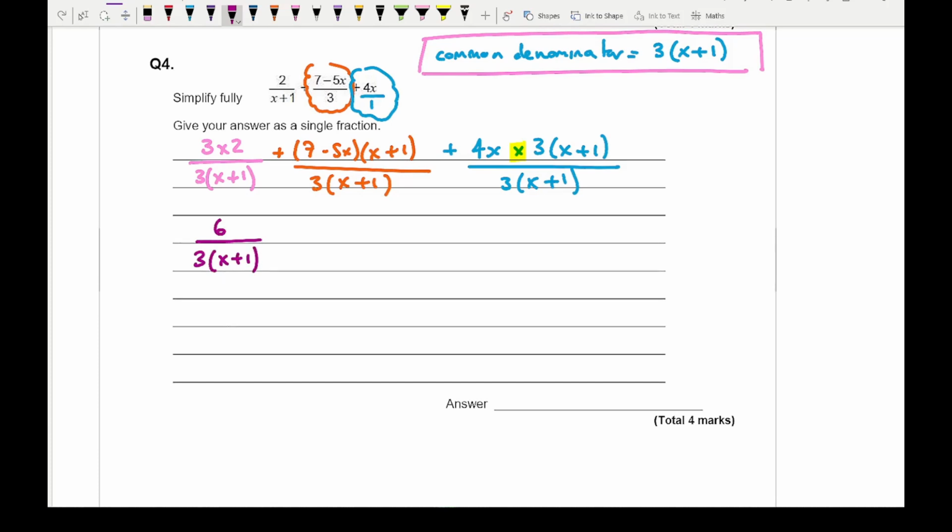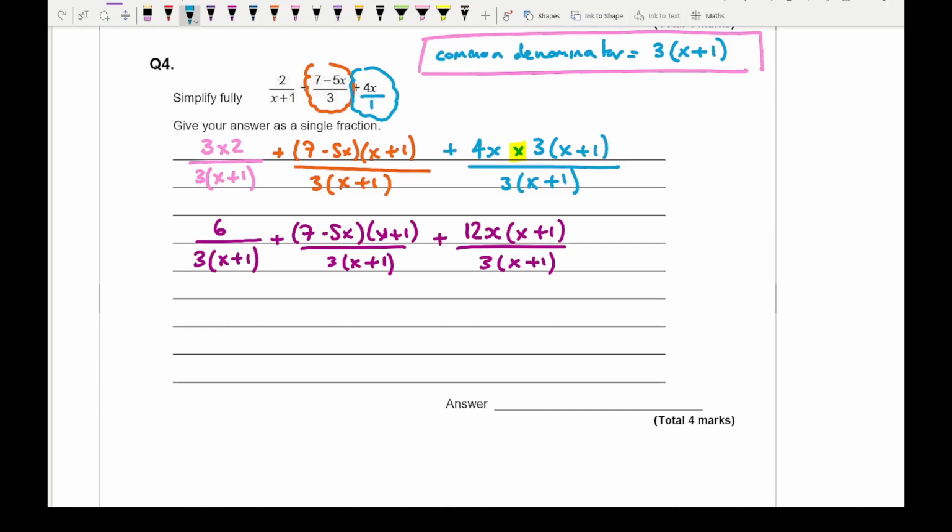3x plus 1 plus, and then 7 minus 5x times x plus 1 over 3x plus 1 plus, and then 4x times 3 is 12x, so that's going to be 12x times x plus 1 over 3 lots of x plus 1. So all that's left for me to then do is combine this into a single fraction and simplify.